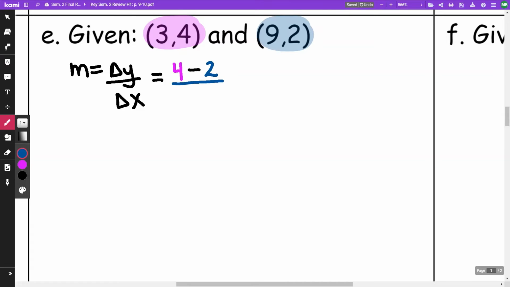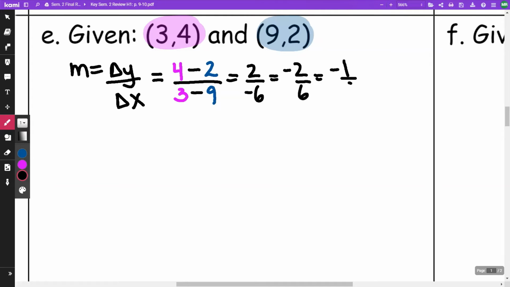I need to keep the same order on bottom, okay? So for my x's, I need to do purple, which is 3, minus blue, which is 9. And when I work this out, I'm going to get 2 over -6, okay, which is -2/6, but I can reduce that to -1/3, and that is going to be my slope.